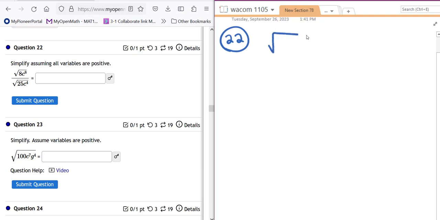These are radicals that are separated already into numerator and denominator. If it would help you with all the pieces, you might put them back together and simplify and then separate them again. 8 and 25 is not going to help you. So I would go ahead and clean up.